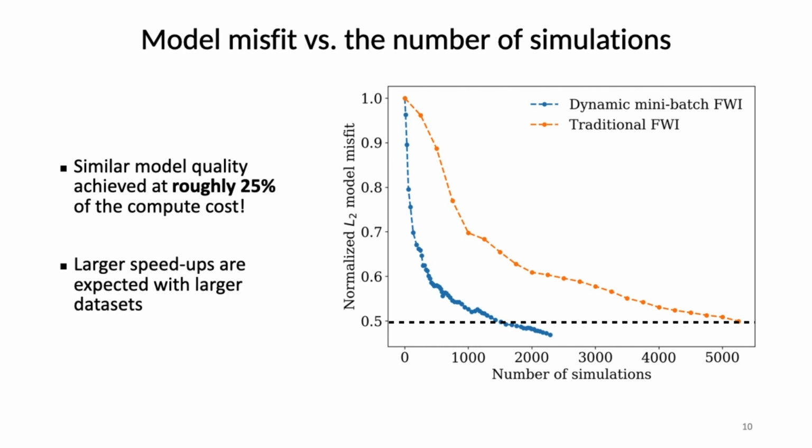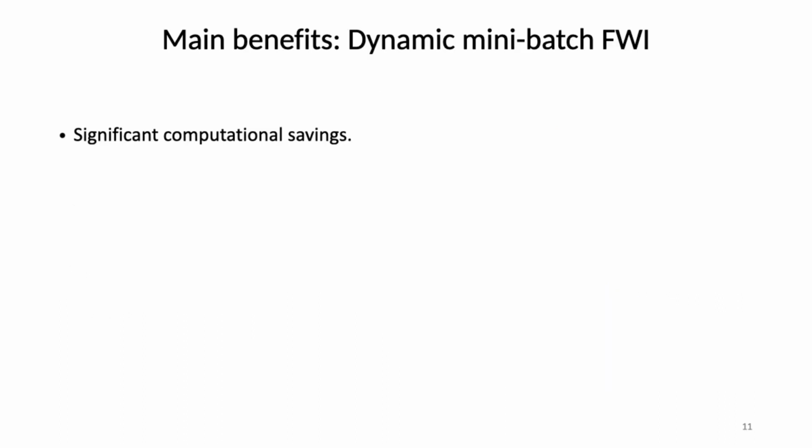Larger speedups are expected for larger datasets, as a good gradient approximation might be possible with relatively fewer sources. To summarize, the method leads to significant computational savings. The dataset can easily be expanded during the inversion, since we can just expand the complete dataset from which we sample the events.